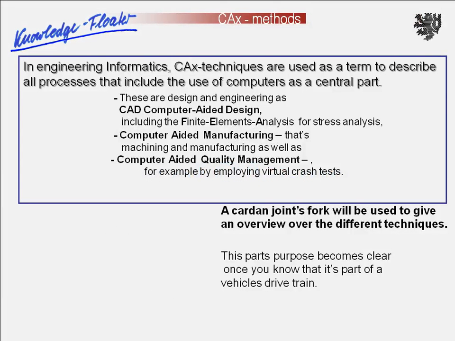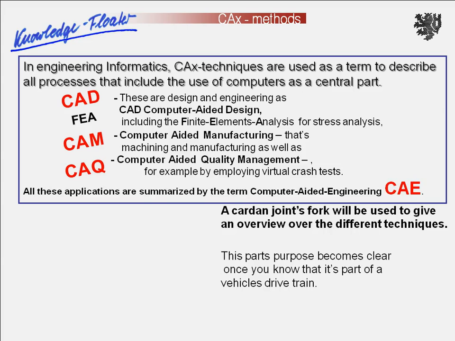In engineering informatics, CAx techniques are used as a term to describe all processes that include the use of computers as a central part. These are design and engineering as CAD, computer-aided design, including the finite elements analysis for stress analysis. CAM, computer-aided manufacturing, that's machining and manufacturing, as well as CAQ, computer-aided quality management, for example by employing virtual crash tests. All these applications are summarized by the term computer-aided engineering, short CAE.